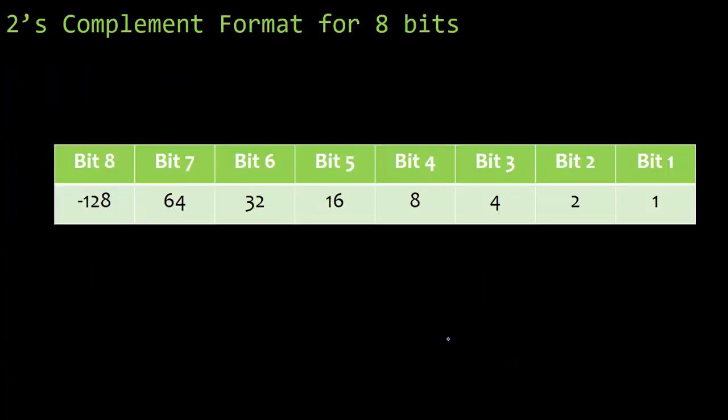All right. So we're going to look at some practice problems. This is a 2's complement format for 8 bits. You'll notice the leftmost bit is negative 128 when using 8 bits. If the leftmost bit is a 1, we know it must be a negative number because if this is a 1, I can't add all these up and get higher than a negative number. If this is a 0, that means I don't have negative 128. I'm going to wind up with a positive number.